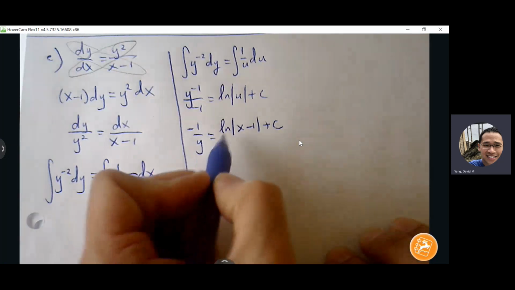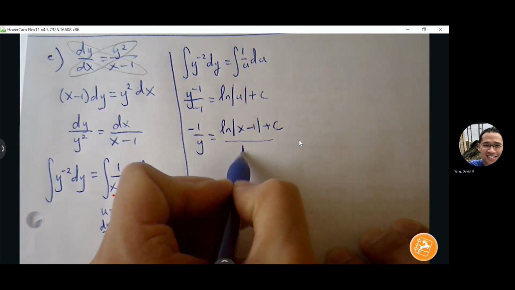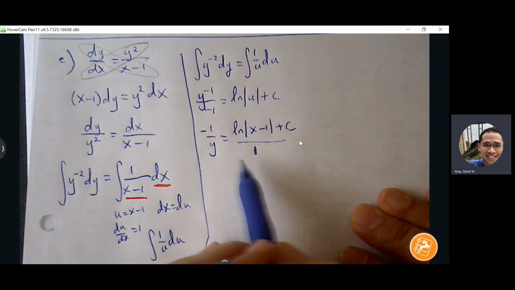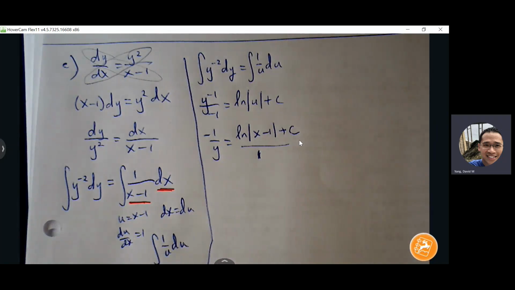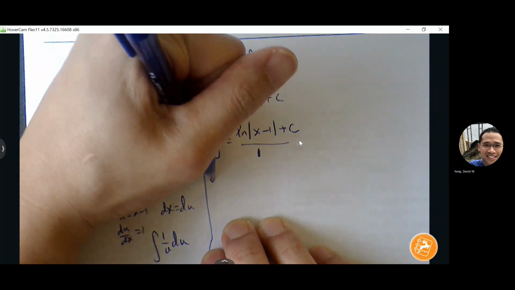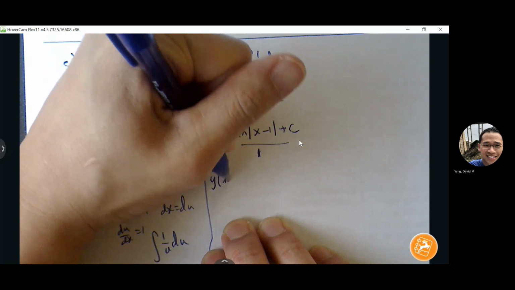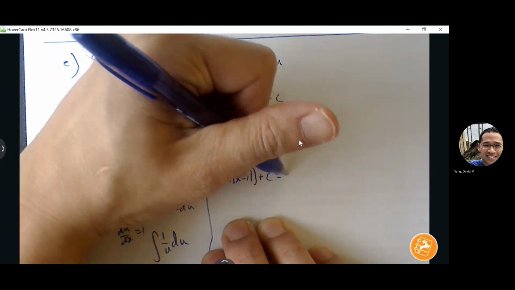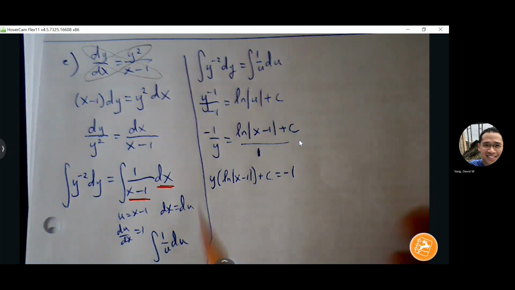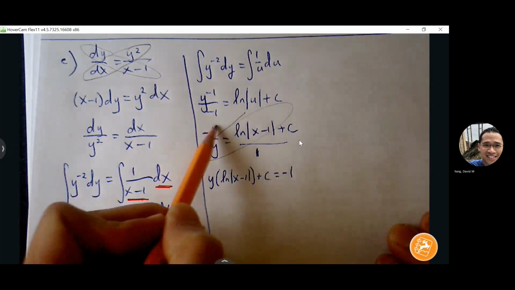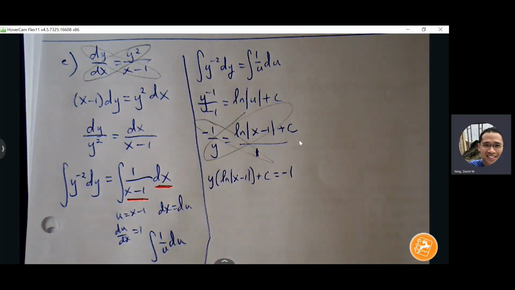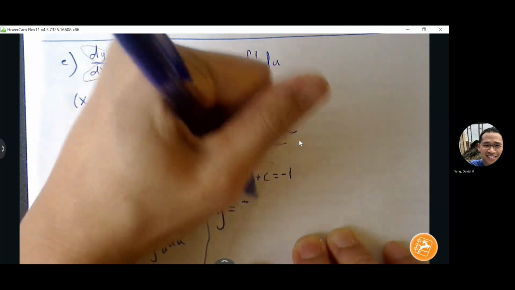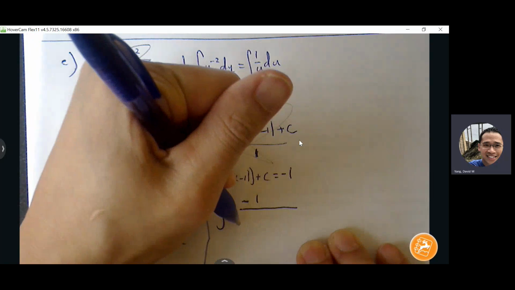Now the left side is kind of in a strange place. I want to solve for y, but right now it's stuck in the denominator. What if I cross multiply it again and just try to get y by itself that way? Now, if I divide by natural log of x minus 1 plus c, it's a mess, but at least I get my y by itself.